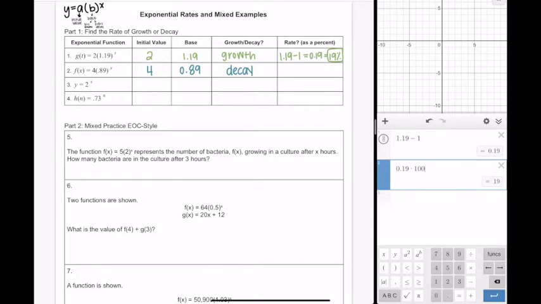All right, so to find this, we're actually going to do 1 minus 0.89. And that's going to give us that percentage that we had to subtract for the rate. So 1 minus 0.89 is 0.11. Now, as a percentage, we're going to multiply by 100. And that gives us 11%.